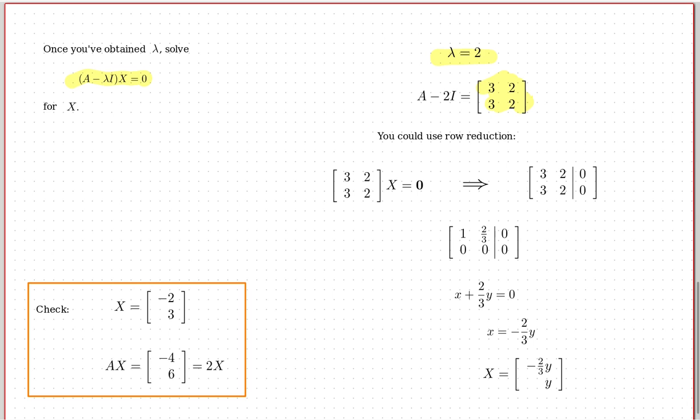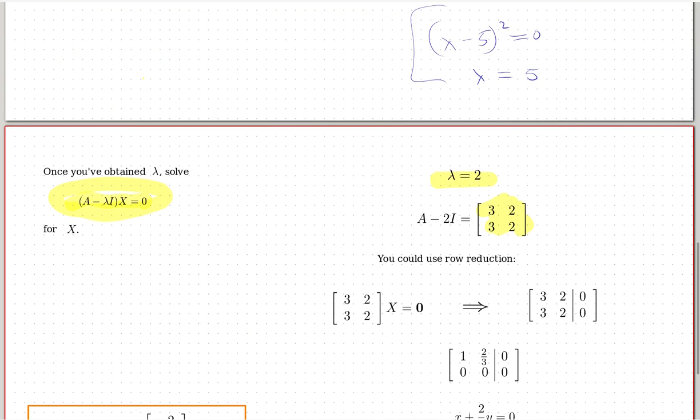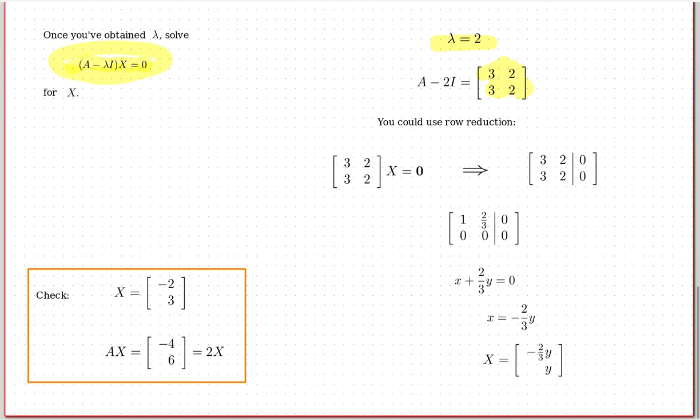And then you want to solve this equation over here. You want to solve this equation for x. Okay? So you can do it any way you want, right? So we think of this as a matrix equation that we're trying to solve.